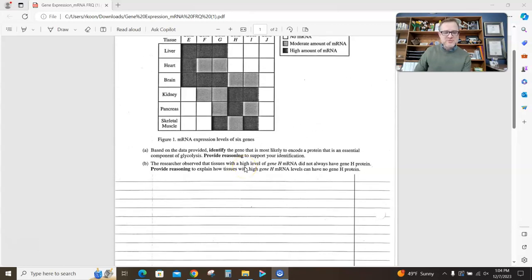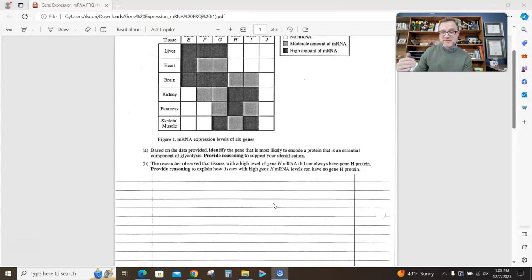Part B, the researcher observed that tissues with a high level of gene H messenger RNA did not always have gene H protein. Provide reasoning to explain how tissues with high gene H messenger RNA can have no gene H protein. So part A was talking about transcription, how when you transcribe DNA into RNA, when the gene's turned on, you're going to have RNAs, right? Part B is talking about translation. And it's saying, how could you have the messenger RNAs, but not have the corresponding protein? And the process that turns RNAs into proteins, or reads RNAs to build proteins, is translation.